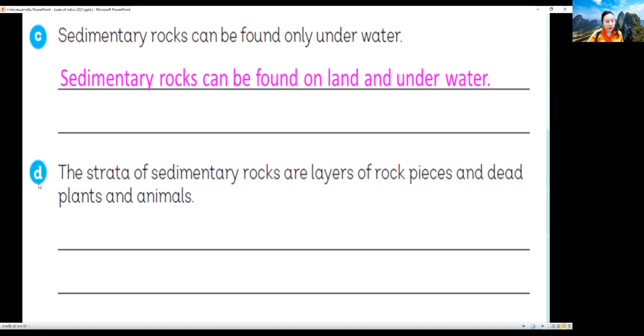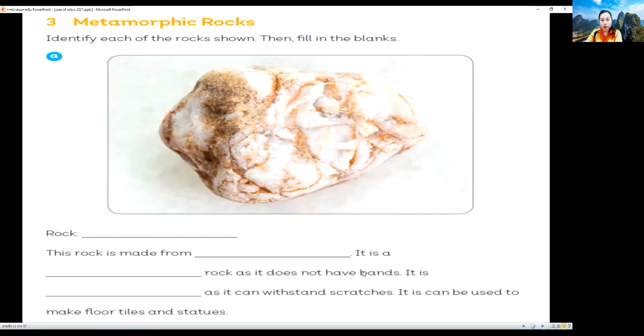Now let's go to metamorphic rocks. Page 62 of your book. Okay? Page 62 of your book. So in here, you need to identify what rock is this. Identify each of the rocks and then fill in the blanks. What is the name of this rock? You can look at your book, okay? You can find the example there.